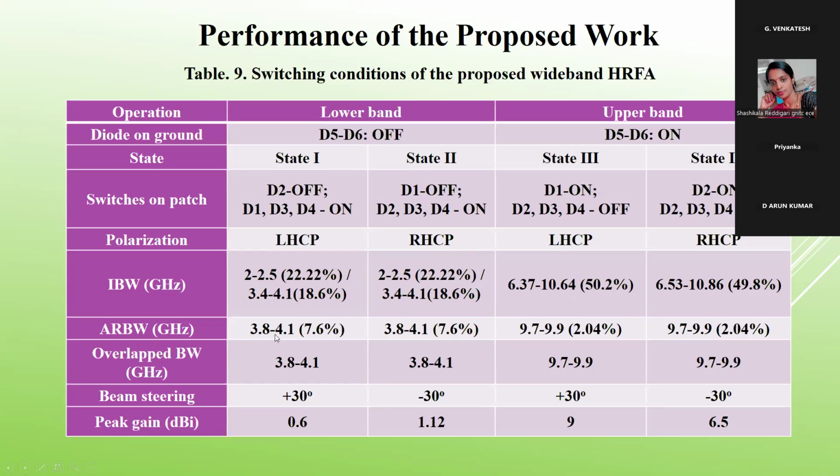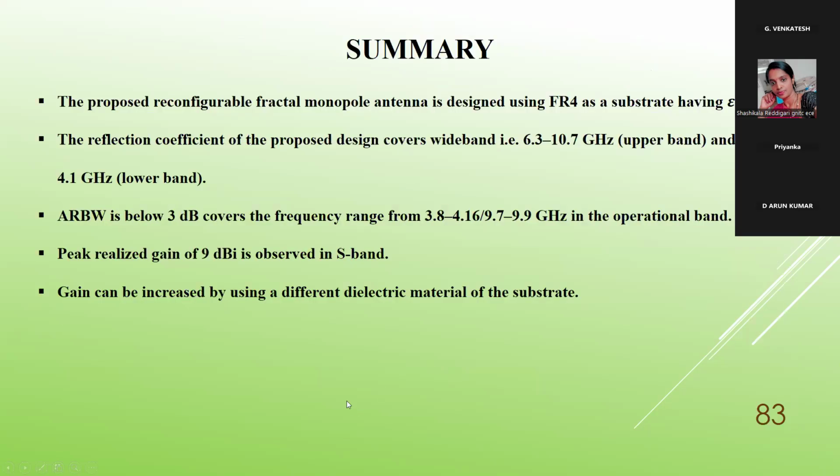50.2% and 49.8% for states 3 and 4. The axial ratio bandwidth is 7.6% within the range 3.8 to 4.1, and state 2 also 3.8 to 4.1, 7.6%. Then the band 9.7 to 9.99 gigahertz has 2.04%, and 9.7 to 9.9 gigahertz 2.04%. Overlapping is this, and beam steering is plus 30 degree, minus 30 degree, plus 30 degree, minus 30 degree. Peak gain is 0.6 dBi, and 1.1 to 9.6 dBi. So this is the summary.